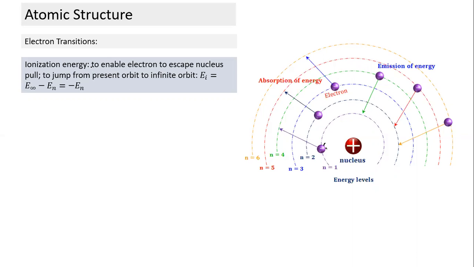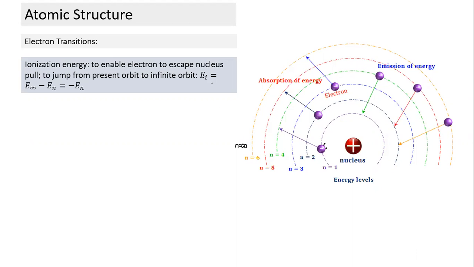So what is the ionization energy? Most of you will be familiar with it. When it reaches infinity, we can say that the orbital number is equal to infinity. So from N is equal to 1, it has to reach N is equal to infinity. The energy required to transition an electron from N is equal to 1 to N is equal to infinity is called ionization energy. When it reaches N is equal to infinity, it means it's no longer attached to the nucleus. It becomes a free electron.